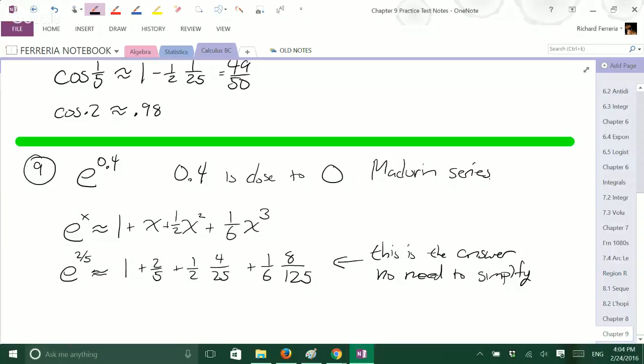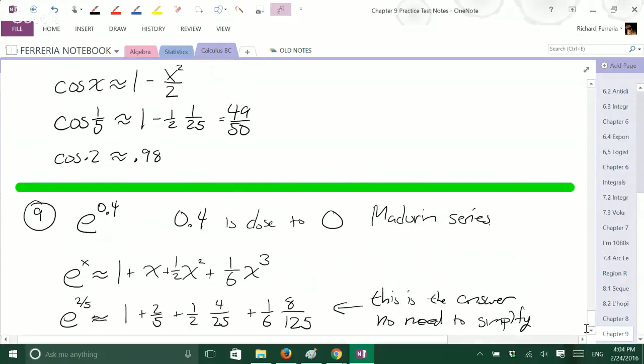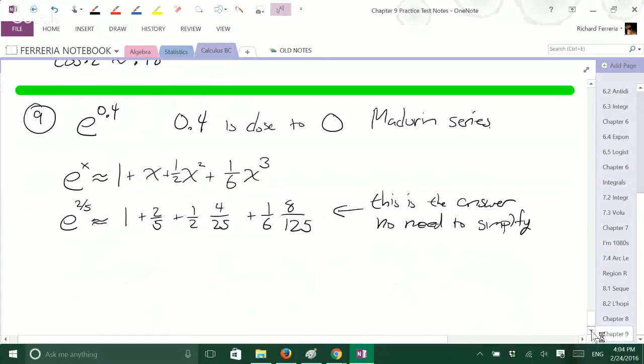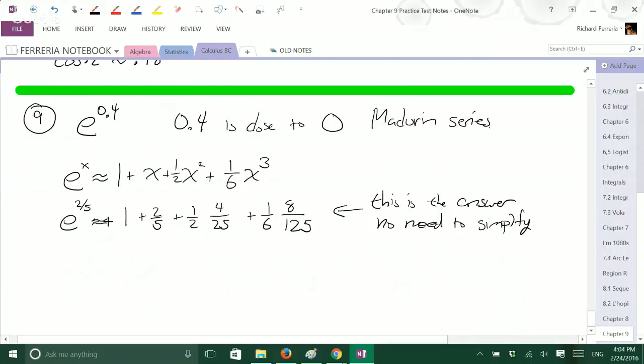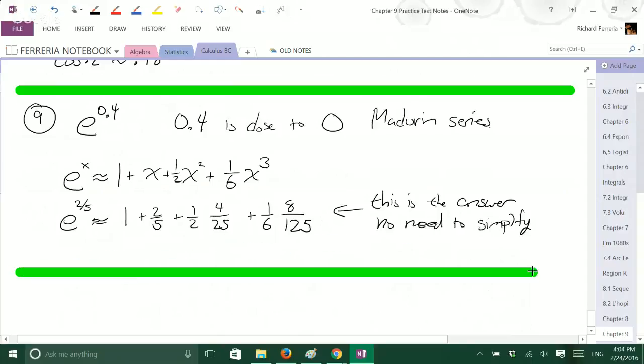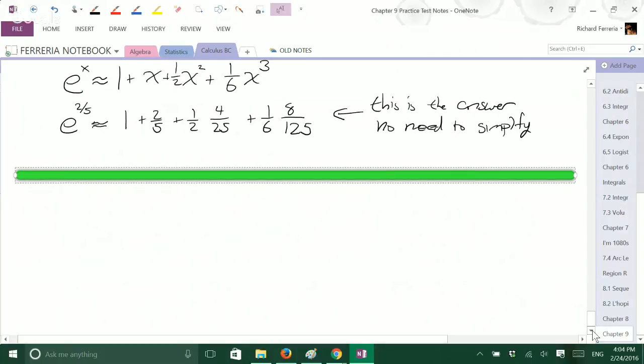Okay? Don't waste your time simplifying when you don't need to. And even more importantly, don't put yourself at risk of making an arithmetic error when you don't need to. That's 9. Number 10.